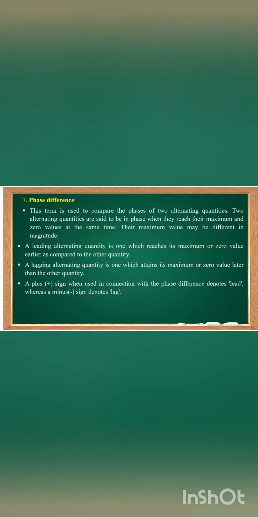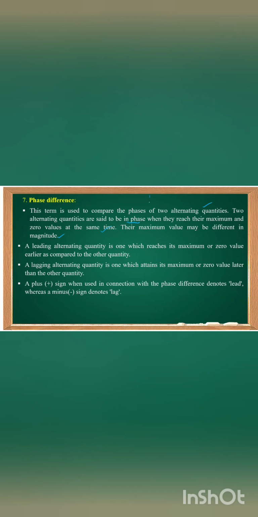Then what is the phase difference? Phase and phase difference are similar, but how to define phase difference? This term is used to compare the phase of two alternating quantities. Two alternating quantities are said to be in phase when they reach their maximum and zero values at the same time. For any two waveforms, if their maximum value and zero value take place at the same instant, then they are in phase. Their maximum values may be different in magnitude, but the maximum and minimum take place at the same instant.